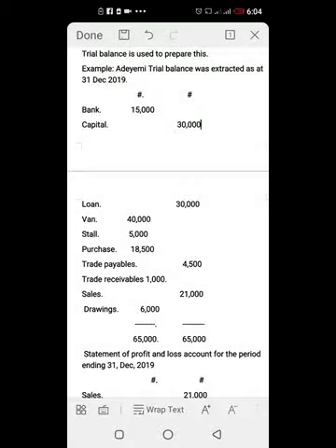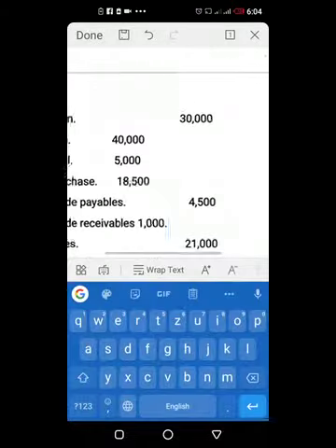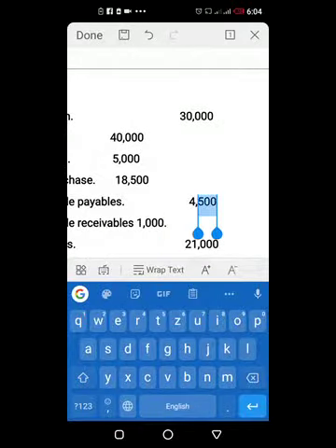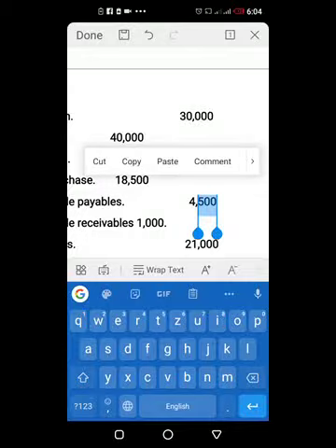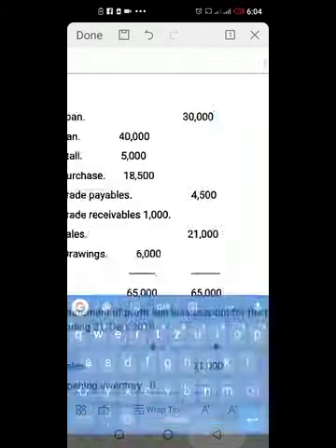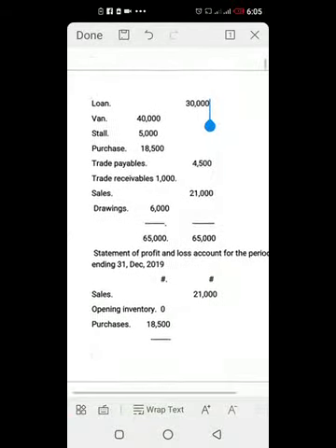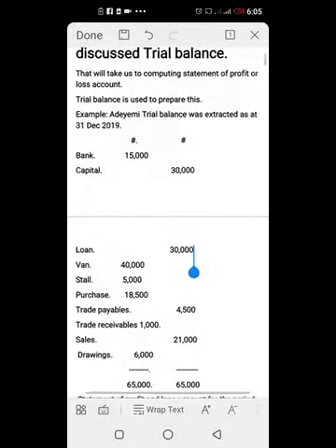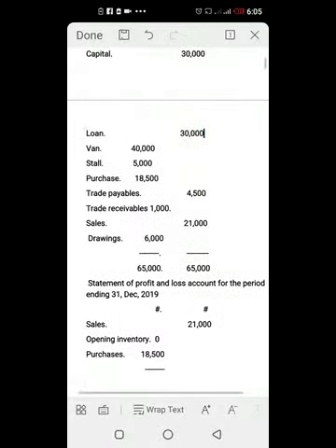In all trial balances, the debit and the credit side must be equal. If they are not equal, you know that there is something wrong in that trial balance, and you will need to solve it. Now let's go to our statement of profit and loss.